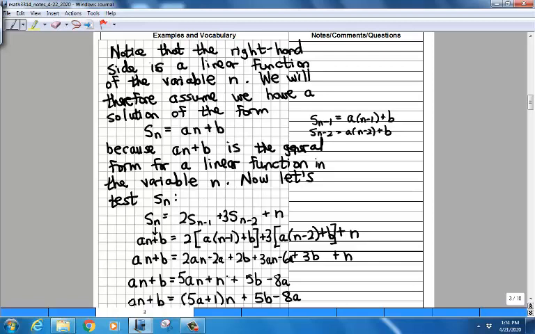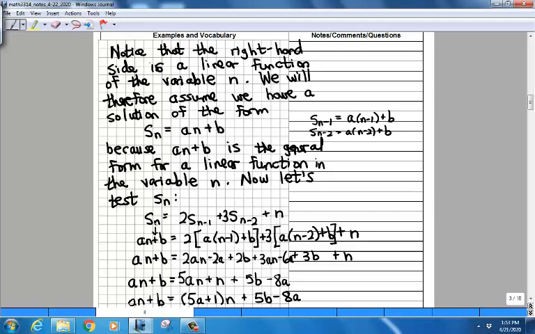Now let's do some algebraic simplification here. So I multiply here by the 2 and the a, and I get 2an minus 2a plus 2b plus, and then multiplying out 3an minus 6a plus 3b, and then plus n. So I'm just simplifying all of these brackets and parentheses by multiplying through. And now I'm going to add some like terms together and rearrange my terms a little bit. So I get 5an plus n, that n is this n, and the 5an comes from 2an plus 3an. And then plus, when you add your b terms together, you get 5b, and when you add these a terms together, you get minus 8a. So I have 5an plus n plus 5b minus 8a on the right-hand side of this equation.